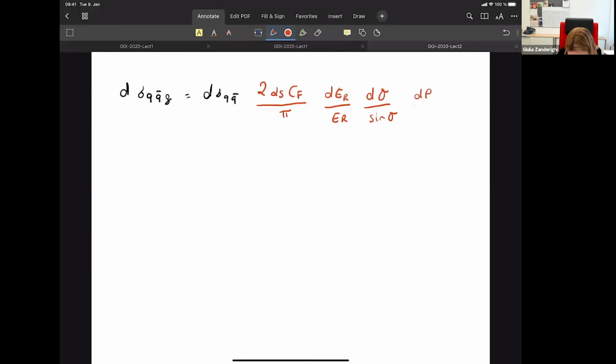The important point is that when the energy goes to zero, we have a divergence, what we call a soft divergence. And when theta goes to zero, there is a collinear divergence. So this cross section is essentially simply not finite. If you ask for a quark and antiquark in the final state, the cross section is not finite. Now we know, we have already seen it.